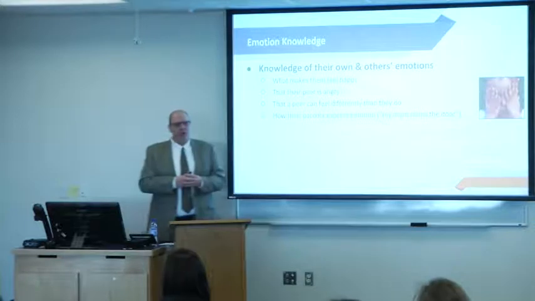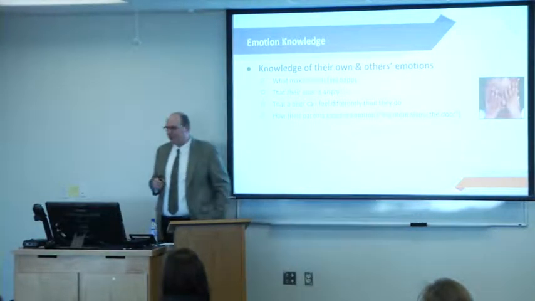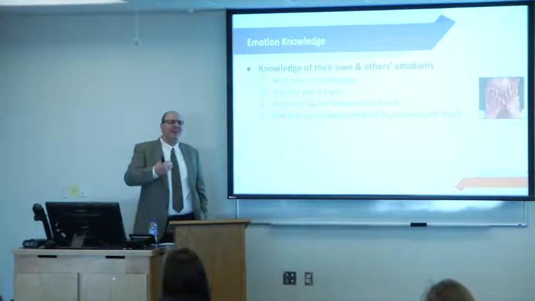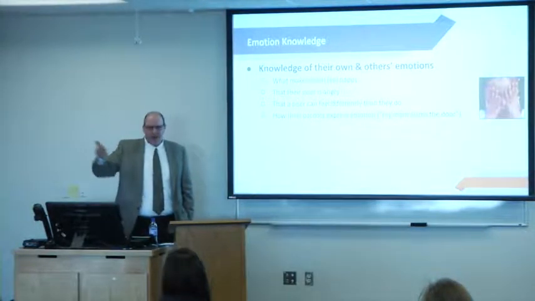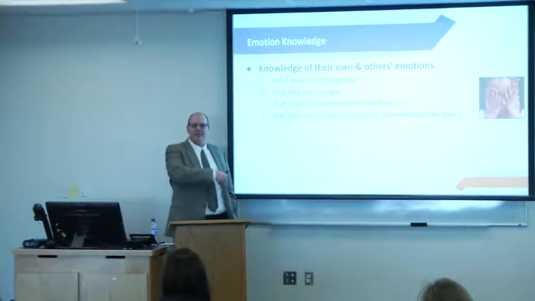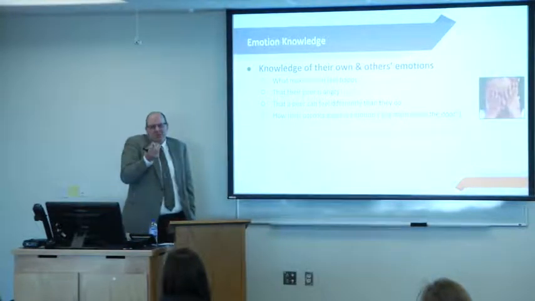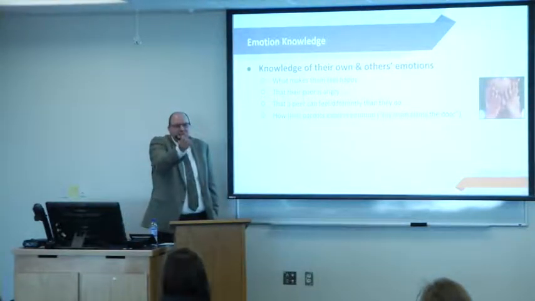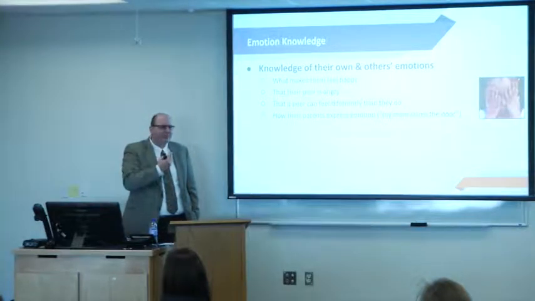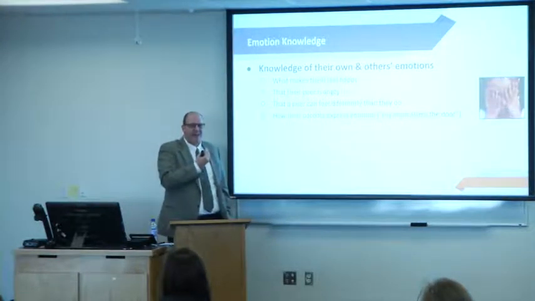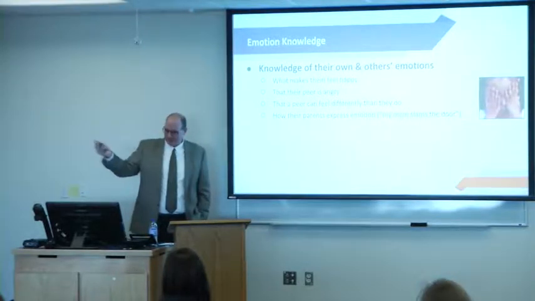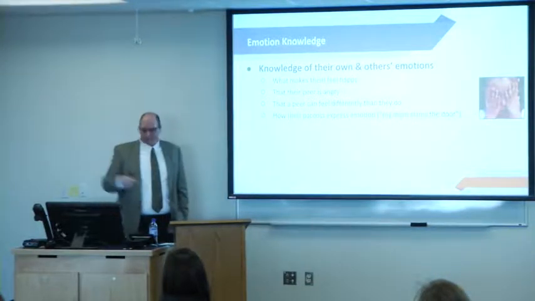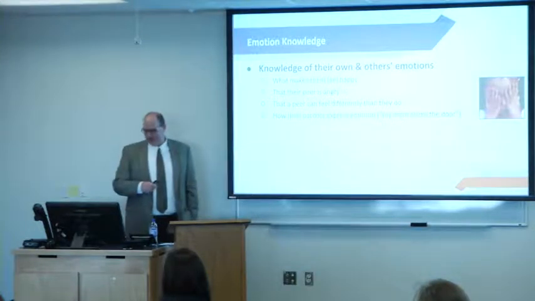One aspect is emotion knowledge. And so when we talk about children's emotion knowledge, what we're talking about is their knowledge of their own emotions and other people's emotions, antecedents and consequences of emotion. I mean, if you look at another face, can you tell what emotion that other person is having? And things of that nature. So they can often tell you, you know, this will make this other child angry. Oh, how are they feeling?